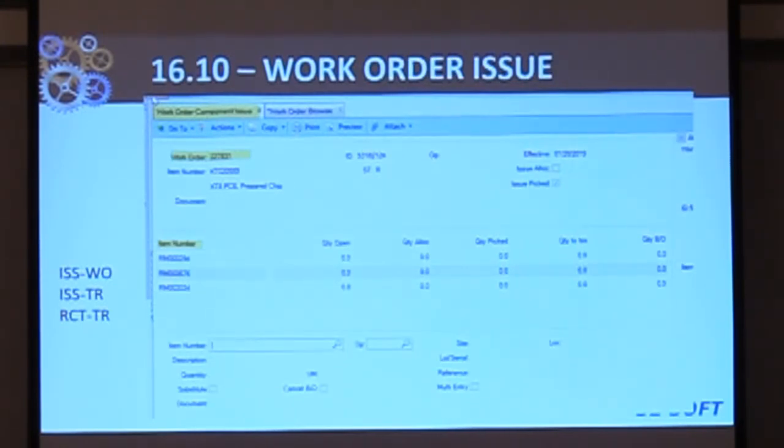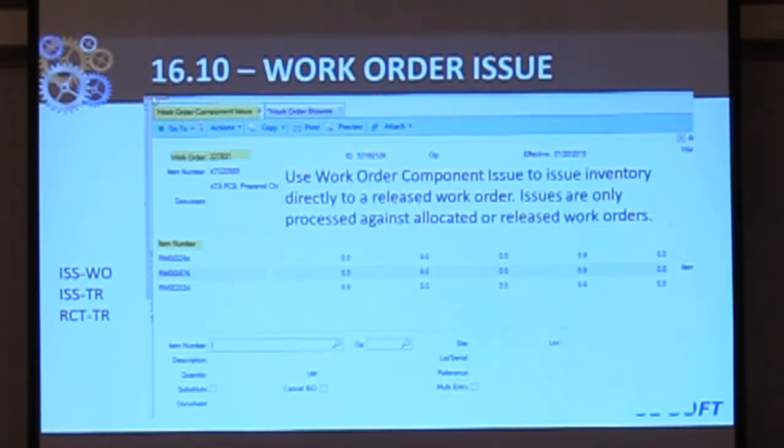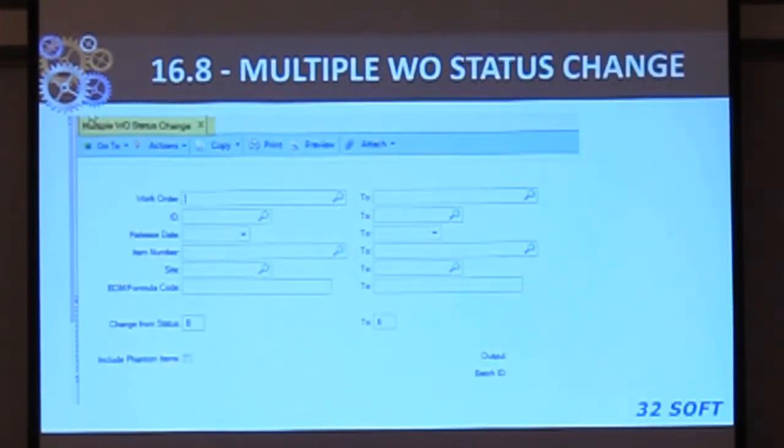Then you've defined what your bill of material for that work order needs to look like in 16.13.1. And so now you can use 16.13 or 16.10 to do work order issue. And this is used to issue inventory into a released work order. So you can do the ISS-WO, the issue of components into work orders, or you can do the ISS-TR and the RCT-TR, but you basically go through and update your work order with the quantity that you've actually issued, probably from that kitting or staging process.